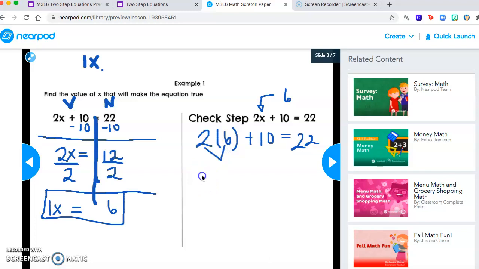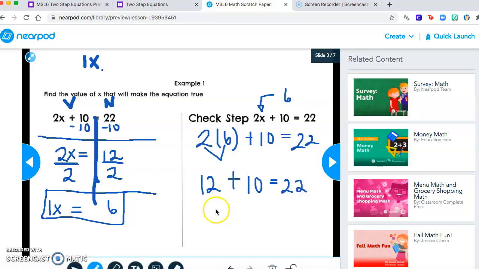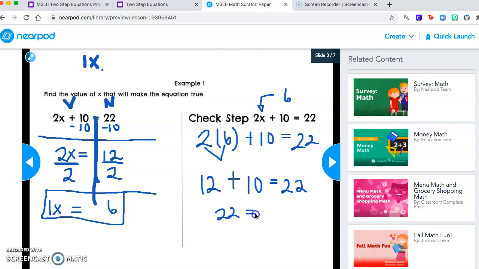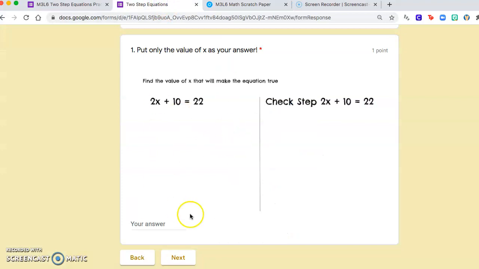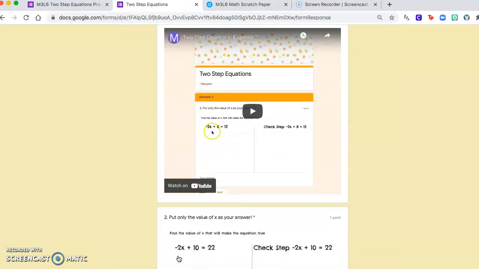2 times 6 is 12, plus 10 equals 22. And here we get 22 equals 22. So your answer is right, and x actually equals 6. So in your answer, we're just going to put 6. And then you move to example 2.